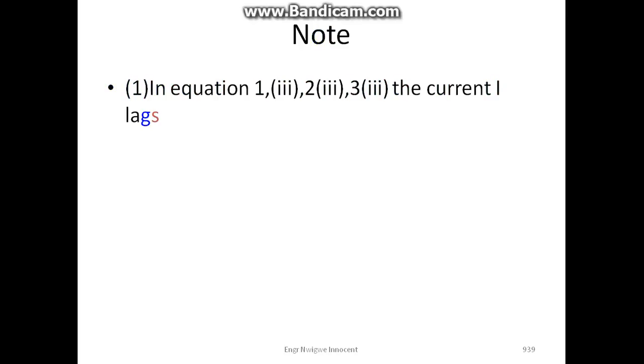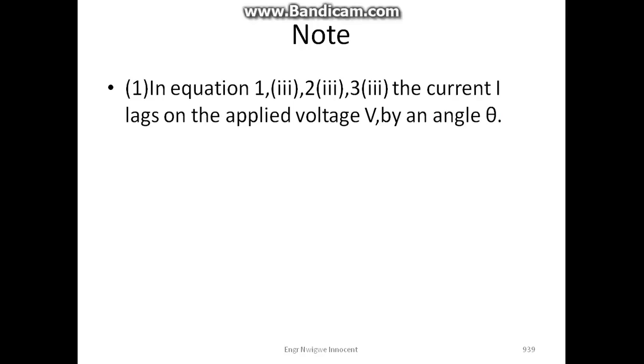Note: in equations 1, 2, 3, the current I lags the applied voltage V by an angle θ. 2. XL is equal to ωL.